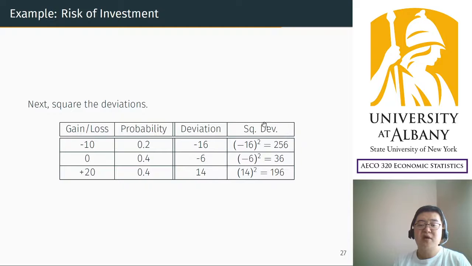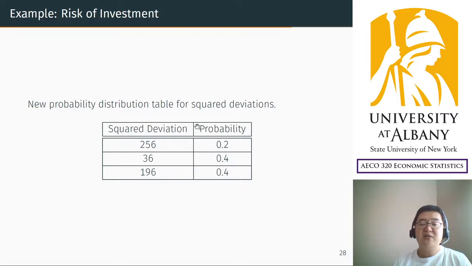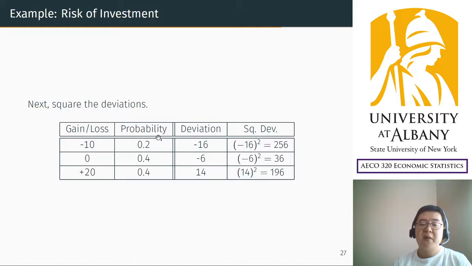Then the next step is to calculate the squared deviations. And you may use a calculator. The square of minus 16 equals 256. The square of minus 6 equals 36. 14 squared equals 196. So what we need is these numbers. The squared deviations are the main objects we need to calculate the variance. These are the distance from the center. And because this is the new random variable we are interested in, I may delete all the other columns, but the probability.